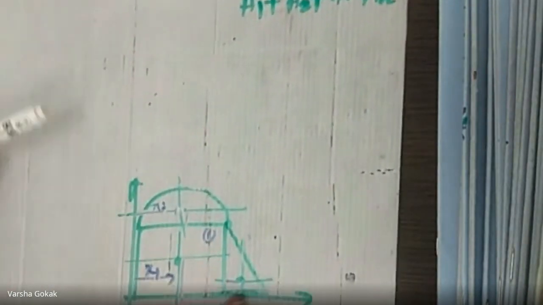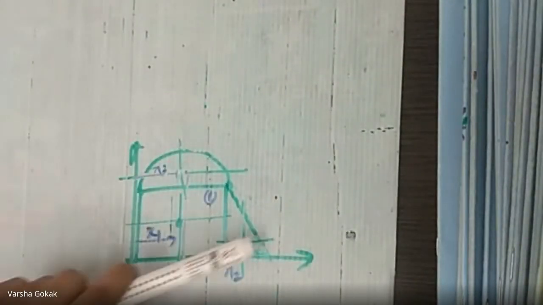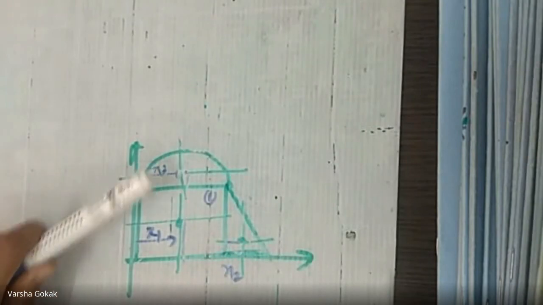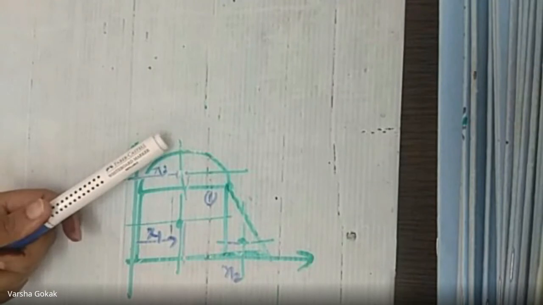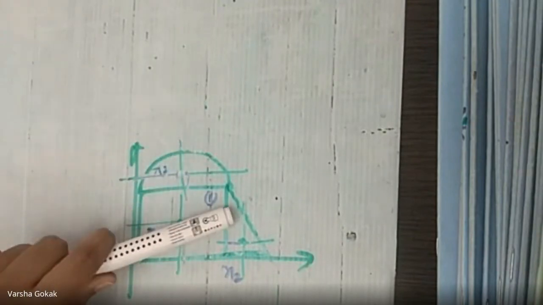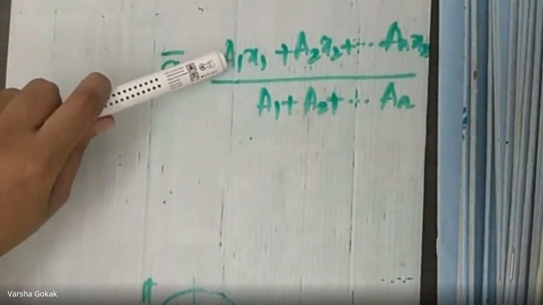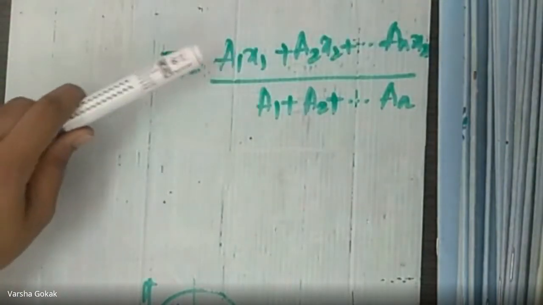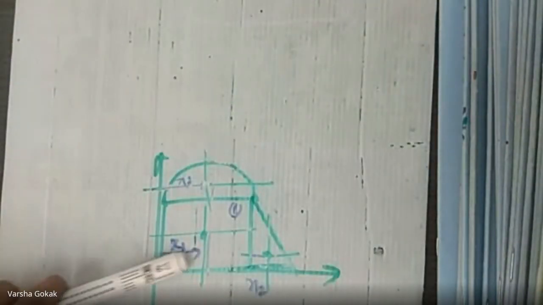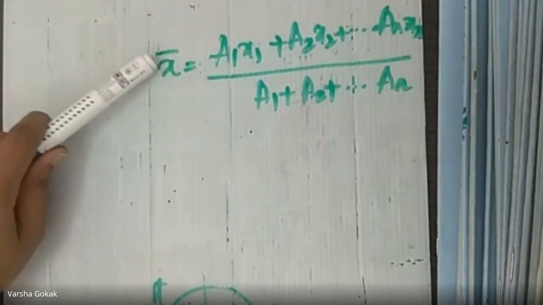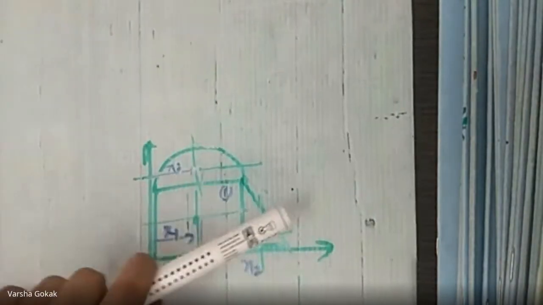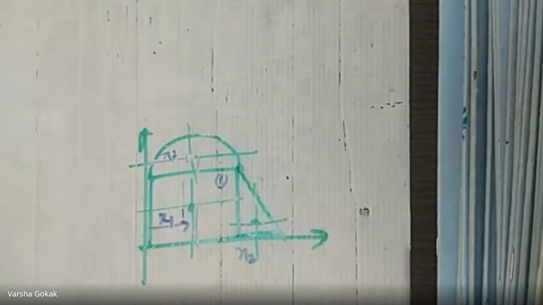What it indicates is, here, how many areas are there? 1, 2, 3, correct? So I will have x1, x2, x3. I'll have y1, y2, y3 and 3 areas, a1, a2, a3. For such a figure, I will find the individual areas first and the individual x values. Those are these, correct? x1, x2, x3. I'll substitute here and I'll get the x bar of the entire figure. This entire figure's CG we are going to find.